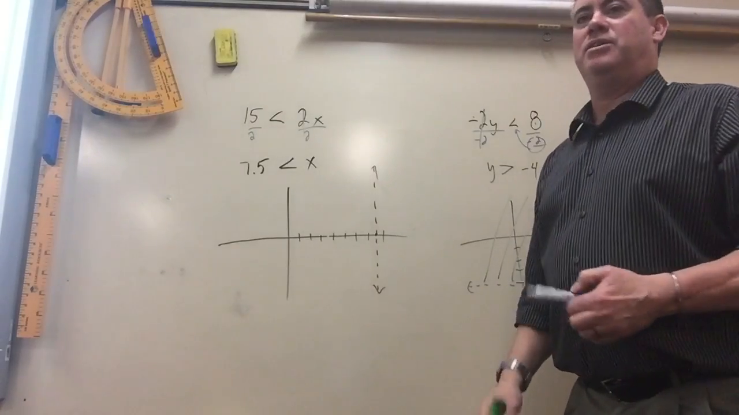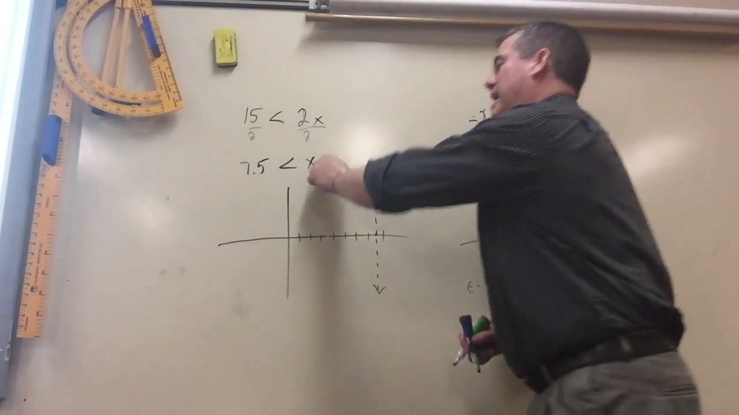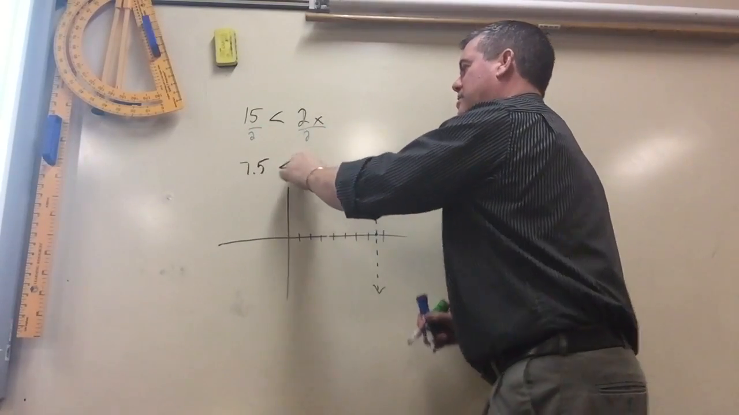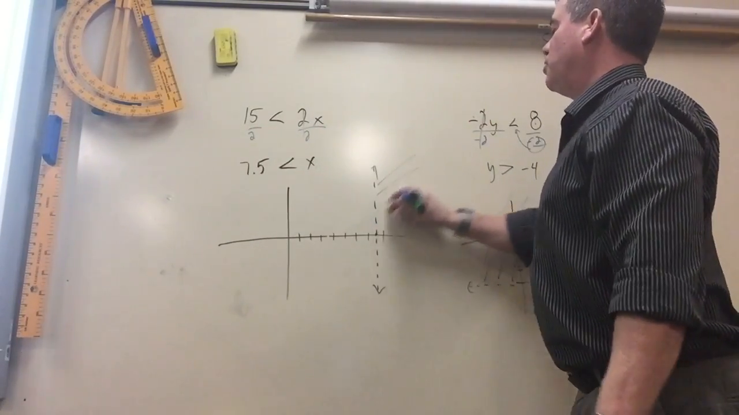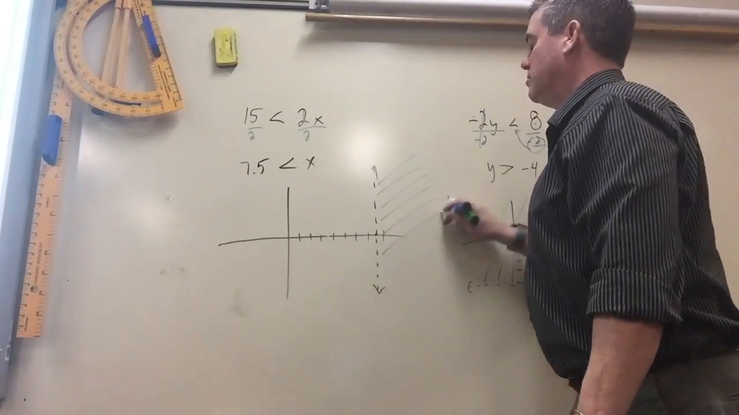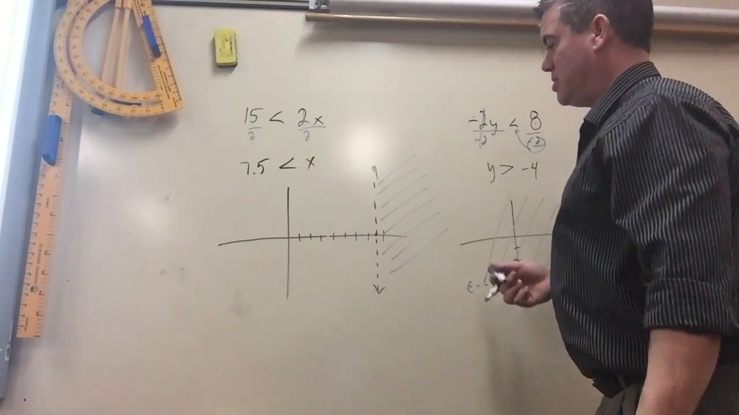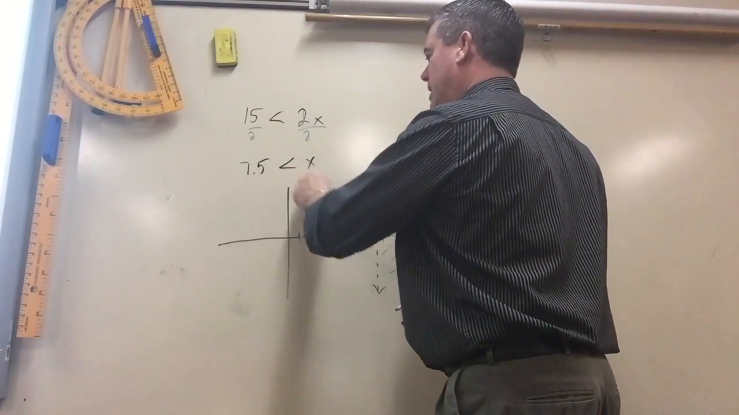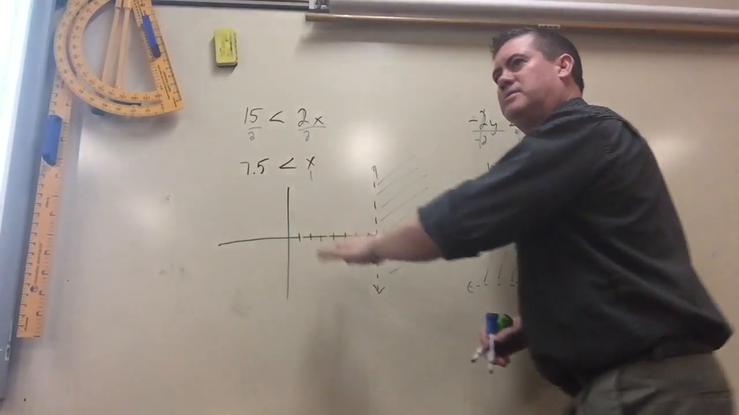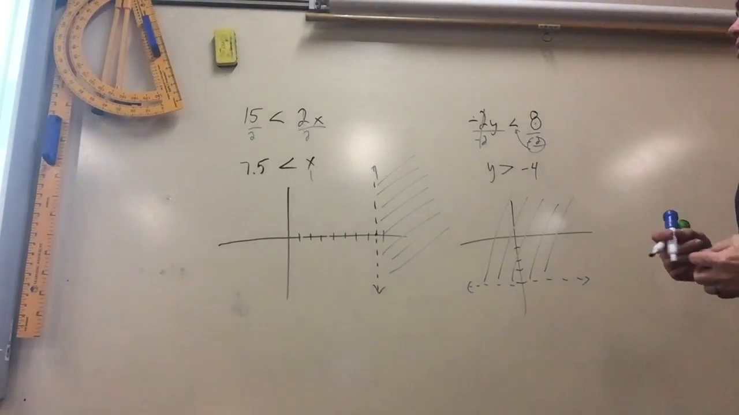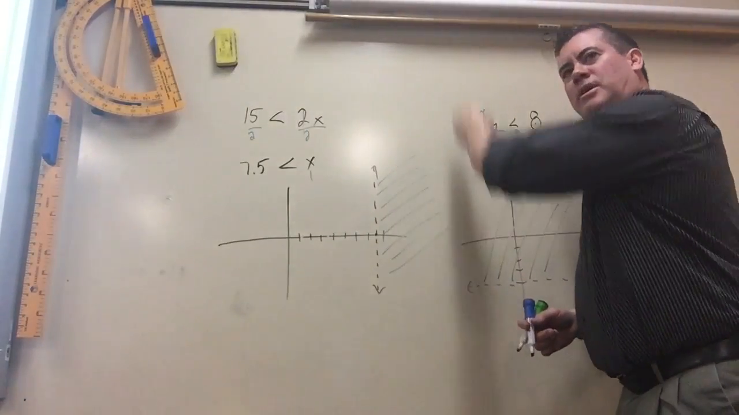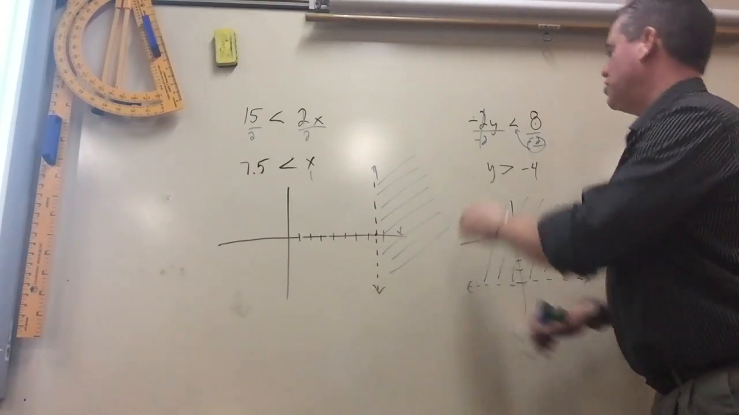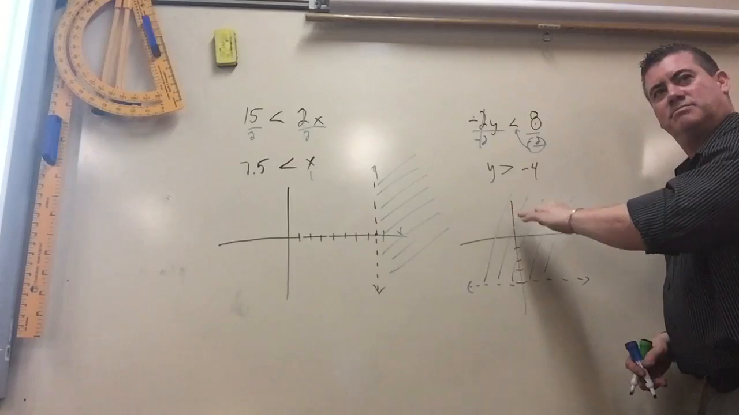And which side do you shade? To the right. X is greater, yeah, remember this is written backwards, so always read the letter first. X is greater, so that's everything to the right. These are really easy to check because if I put 1 in here, 7.5 isn't less than 1, so I know it's not shaded this way. Okay, so if it's just an x, it'll be a vertical line because it crosses the x-axis. If it's just a y, it's a horizontal line.